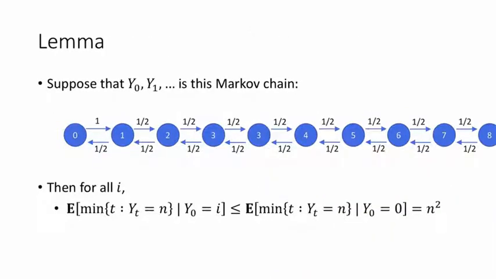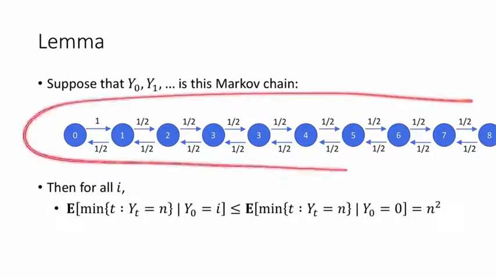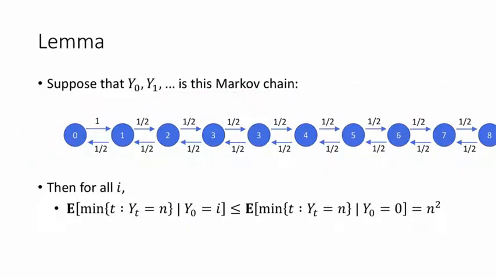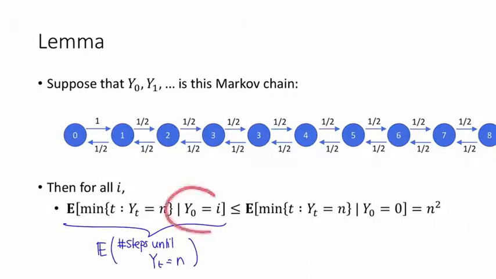Okay, so let's analyze this Markov chain, why not, y1, and so on. So here's a lemma. I claim that if we have this Markov chain that looks like this, then for all i, the expected number of steps until y sub t equals n, conditioned on any starting point at all, is at most the expected number of steps until y_t equals n, conditioned on starting at the leftmost side of the chain. Intuitively, that makes sense. And this expectation is in fact equal to n squared.